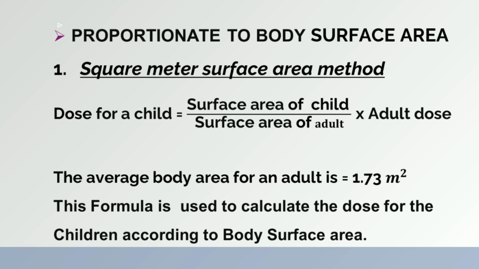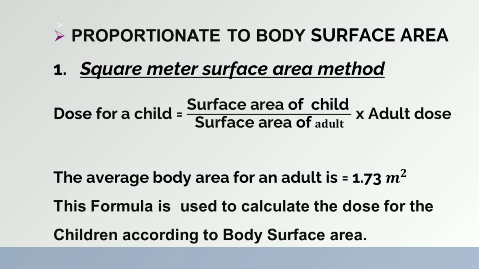Now moving to the next, that is the formula which is proportionate to body surface area, that is the square meter surface area method. According to this, the dose for a child is equal to surface area of child upon surface area of adult into adult dose. The average body surface area for an adult is 1.73 meter square. This formula is used to calculate the dose for the child according to body surface area. Let me also add a very important point, that Catzel in 1966 devised this method for calculating dose based on the surface area of the body.